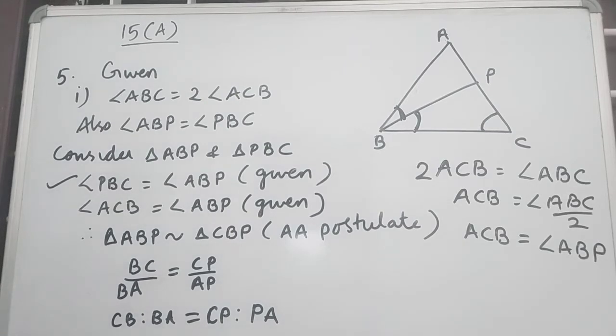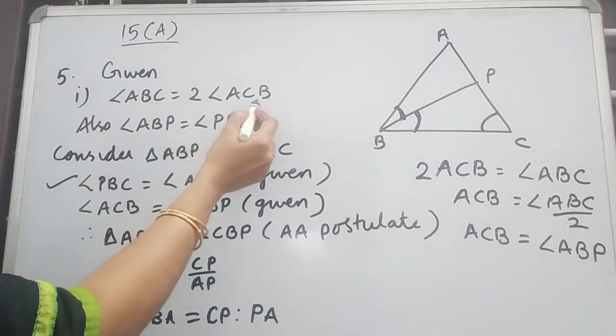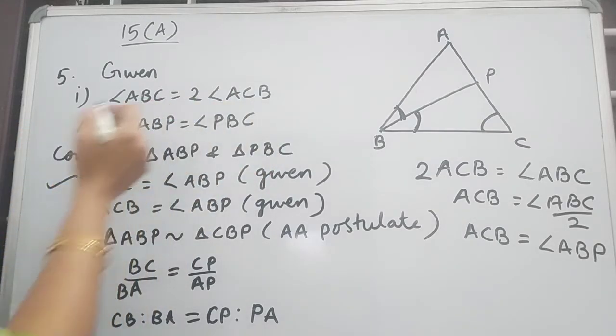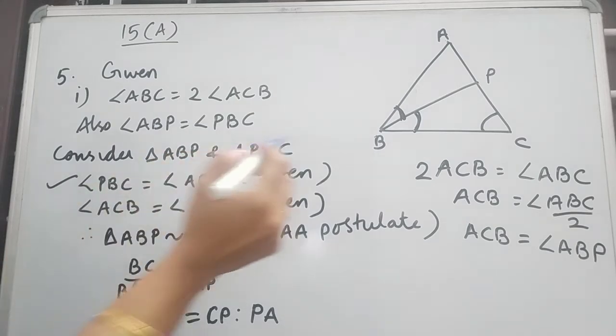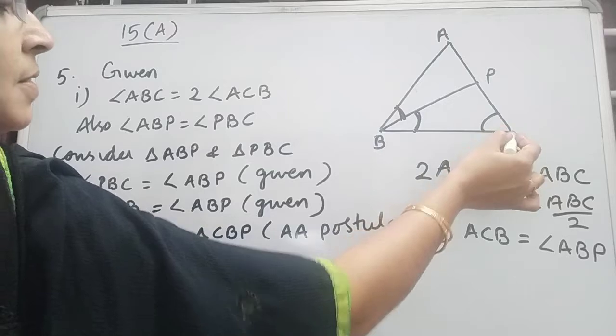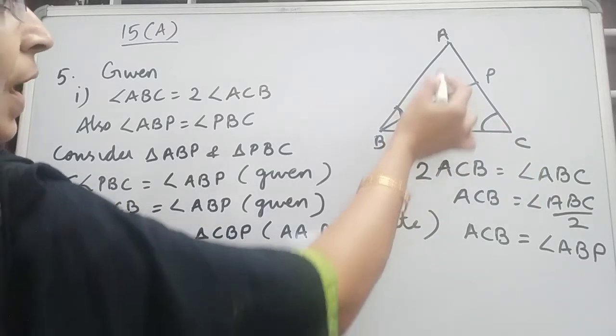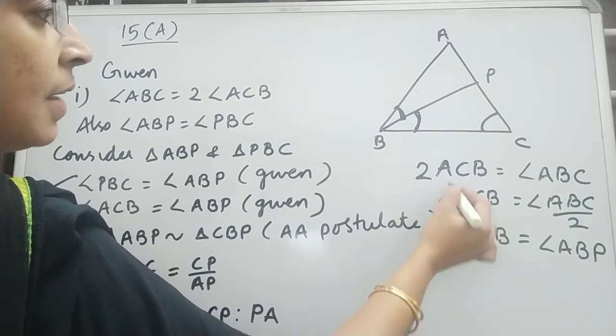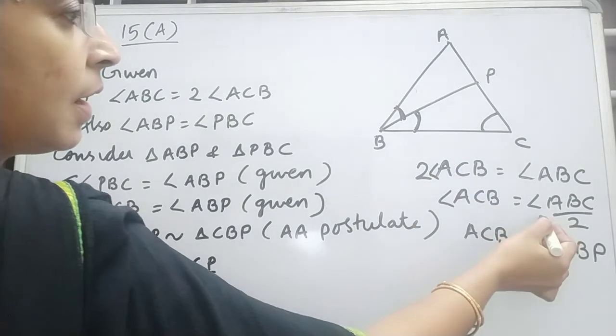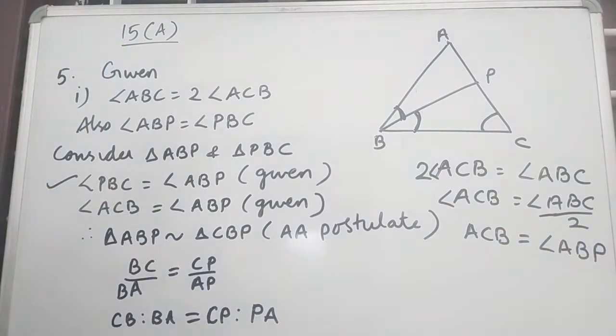So what can we do? Given 2 angle ACB is equal to angle ABC. So look at the figure. 2 angle ACB is equal to angle ABC. So from this, angle ACB is equal to what? Angle ABC by 2.